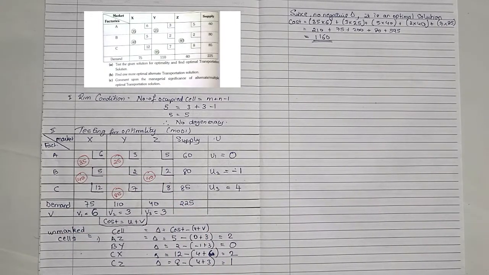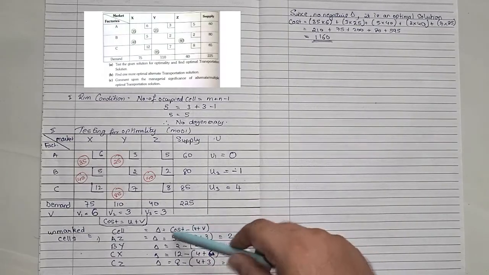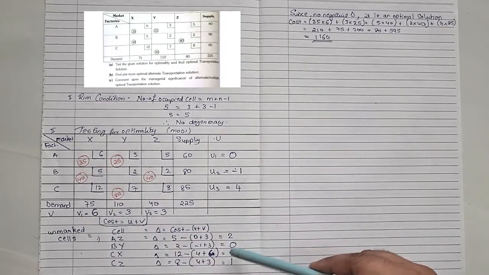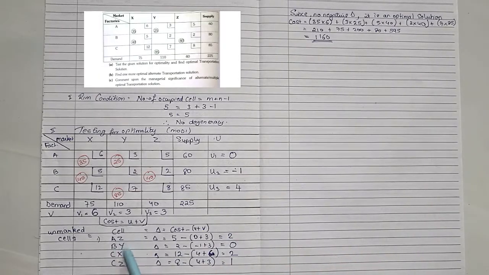Now they've asked us to find the alternate solution if there is any. They told you in the question, find one more optimal alternative transportation solution. Now the rule: when can you have an optimal solution which has an alternate optimal solution? From your unmarked cells, if any cell's value is 0, it means it has an alternate solution. So there is one 0 here, so there will be an alternate optimal solution available.